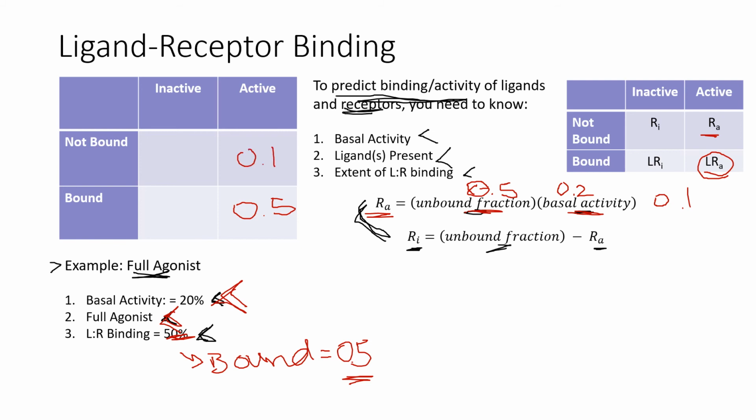Now we know that because of LR binding, the portion of bound receptors is 0.5, and the portion of unbound receptors is 0.5. And so the number of bound receptors that are inactive is 0, and the number of unbound receptors that are inactive is 0.4. And so this is how we determine for ligand and receptor binding what these proportions are.